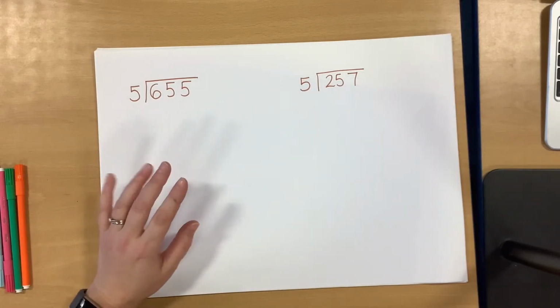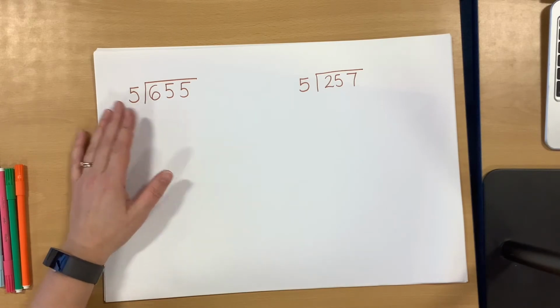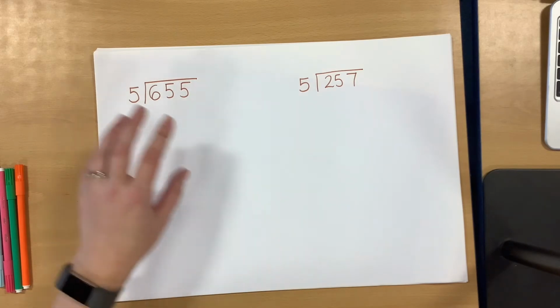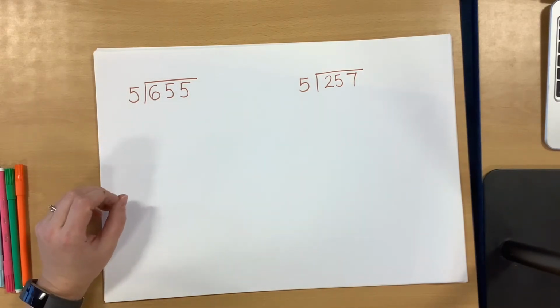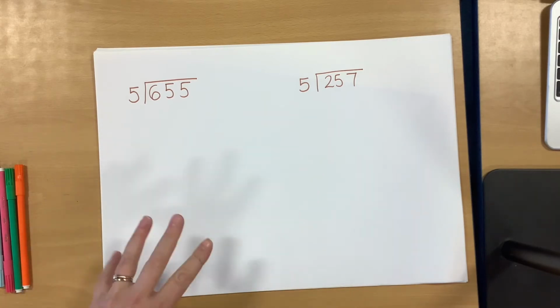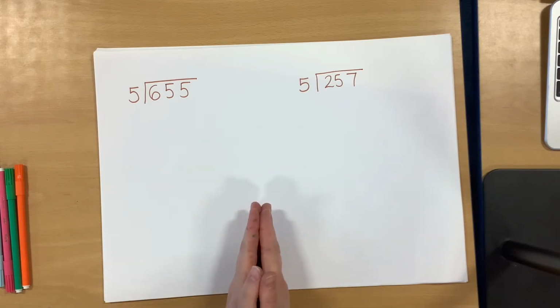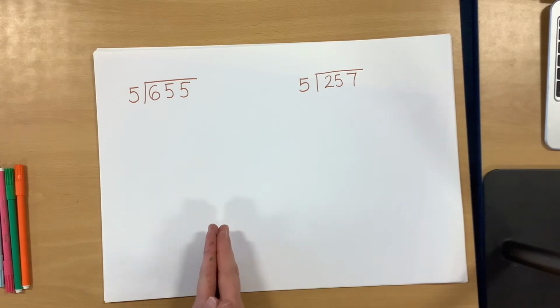All of our calculations today are going to have 5 as the divisor. So we're going to have different dividends, but our divisor is always going to be 5, because I hope you all know your 5 times table, so we won't be scrabbling around trying to find multiplication facts and we can focus on the method. Next time we'll move on to looking at some different divisors. So we're going to be using our 5 times table a lot today.